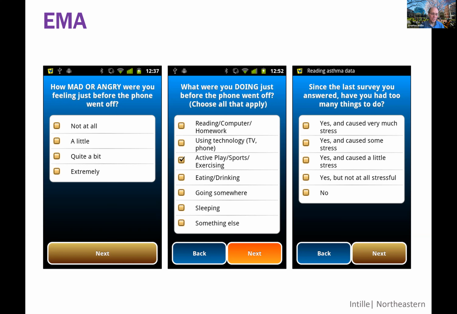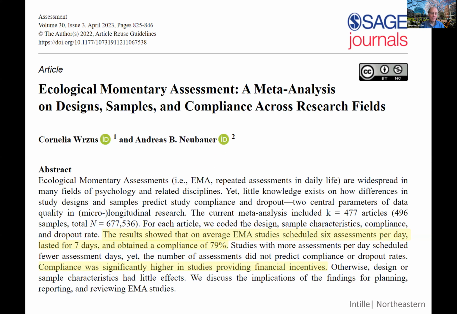Again, here are some standard EMA questionnaires from various studies that I've run. They're just asking, how mad or angry are you? What are you doing? Since the last survey went off, what's been going on? Are you stressed out? The research on EMA is not as much as you would think, given that the methodology is getting more and more popular.